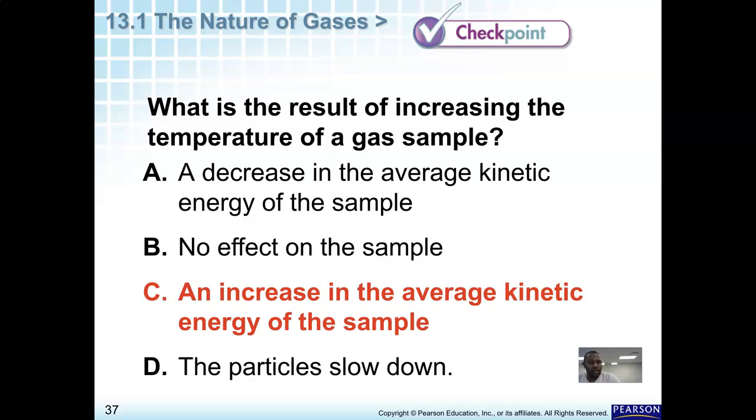Increasing the temperature of a gas increases the average kinetic energy of the sample. So it has an effect on it. We said that the temperature in the Kelvin scale is directly proportional to the average kinetic energy, which means if one increases, the other one increases. If one decreases, the other one decreases. Any question?